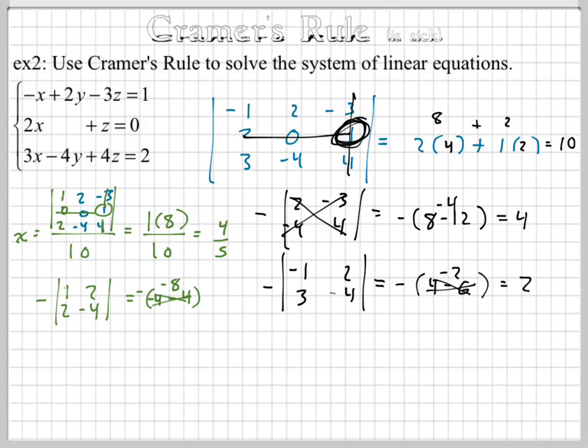It's the start of our 3 coordinate points. 4/5. You guys like that, don't you?